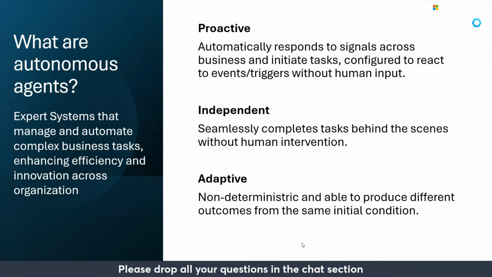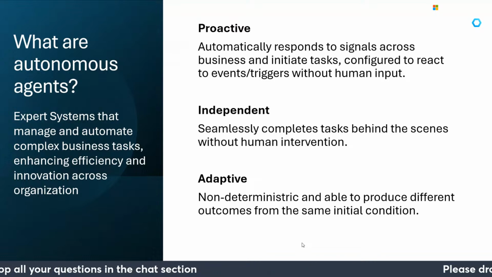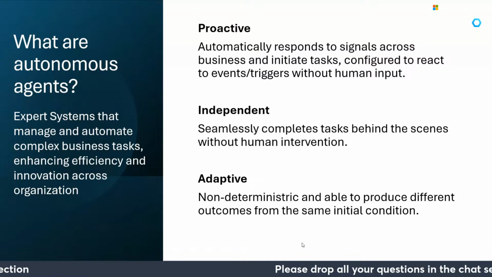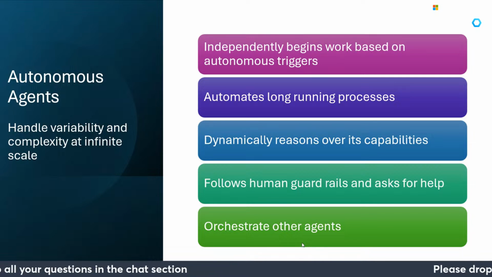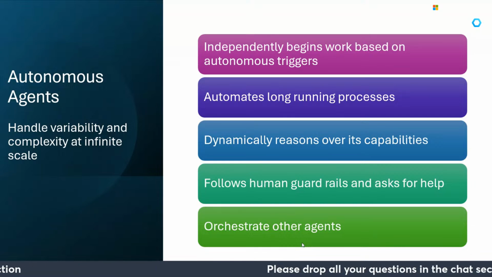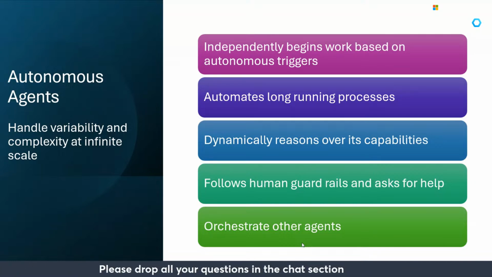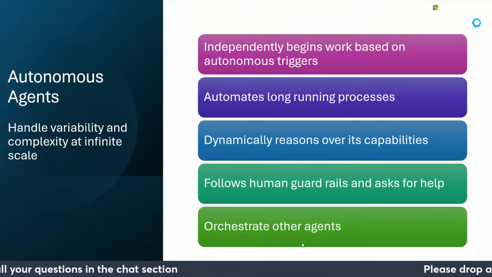So the autonomous agents are expert systems that manage and automate complex business tasks by enhancing efficiency and driving innovation across the organization. And how is it going to be different? It completely independently begins its work and completes its work based on external autonomous triggers. And using autonomous agents, you can automate long running processes.